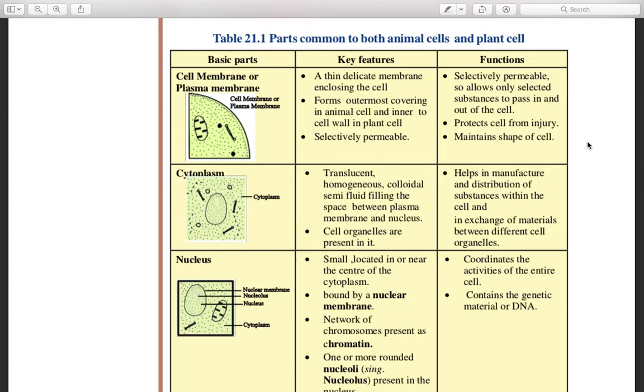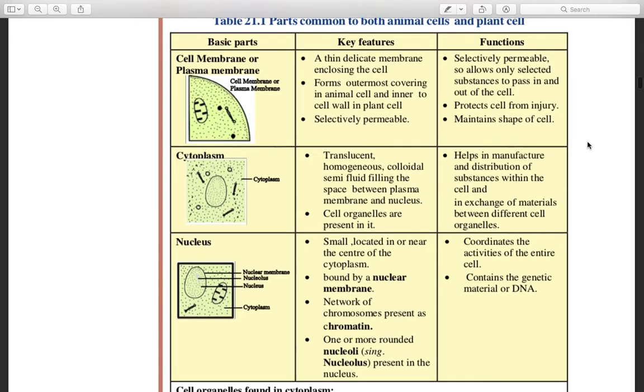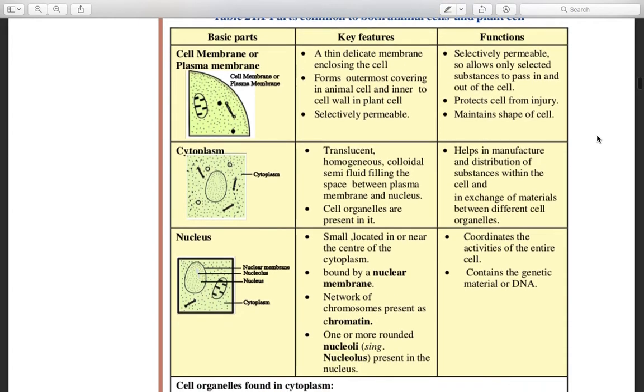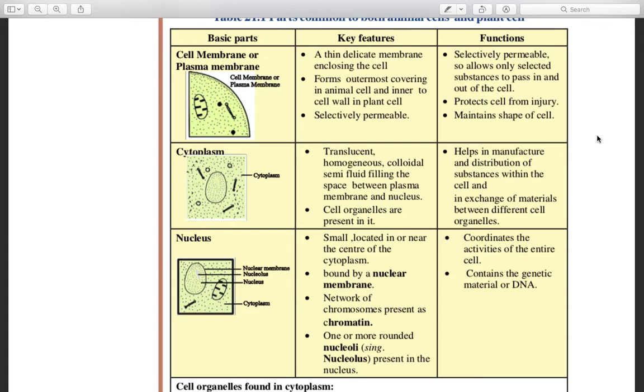The functions are: selectively permeable, so it allows only selected substances to pass in and out of the cells. Whether some substances have to be passed into the cell or passed out of the cell, it will selectively allow that. And it protects the cell from injury, because if the cell is not surrounded by a membrane, then it will be injured easily. So it protects the cell from injury, and also it maintains the shape of the cell.